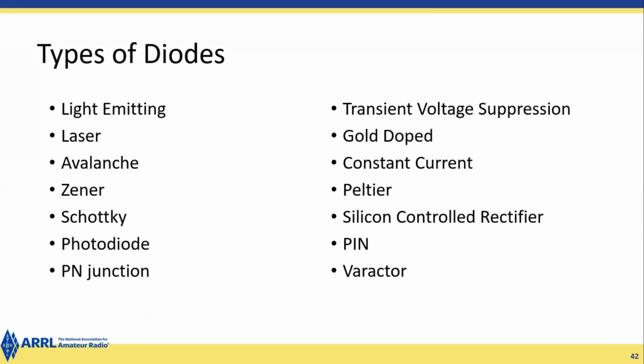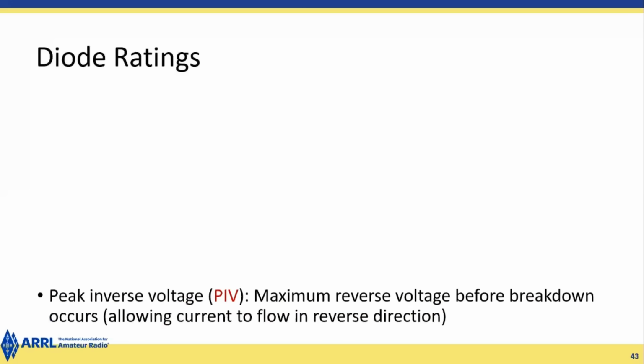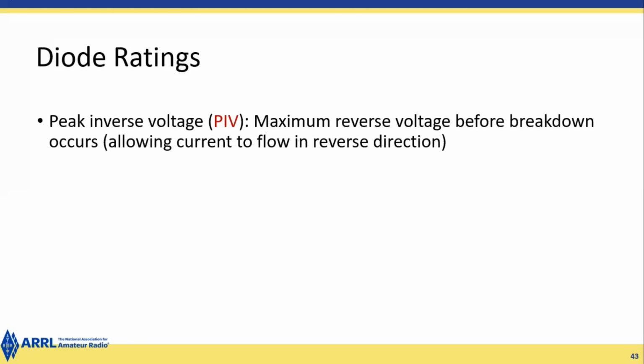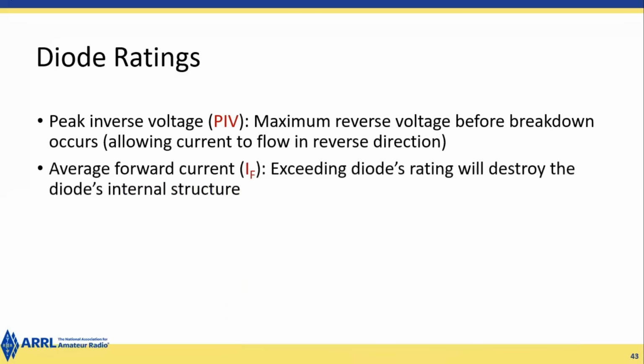There's different types of diodes. There's light emitting diodes called LED, laser diodes, avalanche, Zener, Schottky. There's a bunch, and they're all diodes, and they have different applications and different properties, and can be used for different types of things in your electrical circuit. Diodes are rated by their peak inverse voltage. That's the maximum voltage they can stand before breaking down. They're specified with their forward voltage, how much voltage it takes to turn the diode on to get forward current flow. Exceeding a diode's rating will destroy the diode's internal structure.